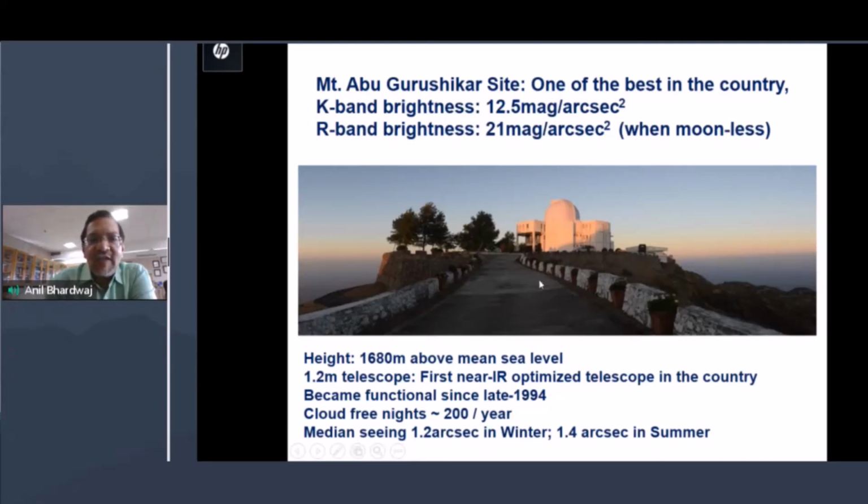And this is a very unique facility in India because it has very good visibility in terms of seeing, with almost a 1.2 arc second view. And because it has a very large number of cloud-free nights, one can make observations of various celestial objects at night. And this telescope has made the first exoplanet discovery by India.